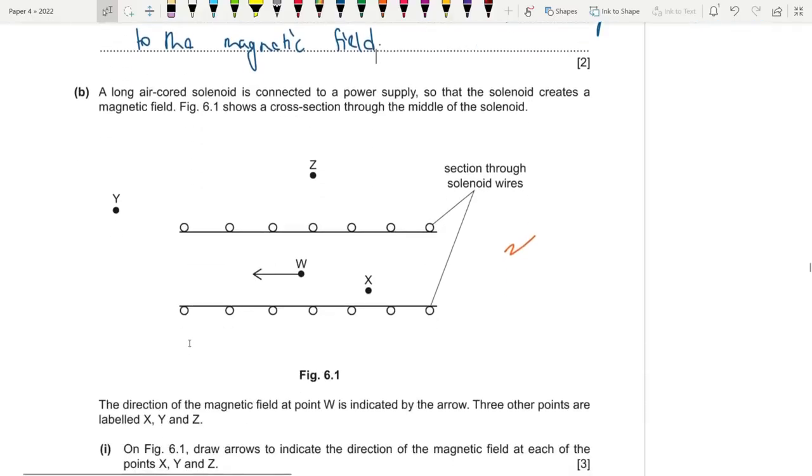Okay, so a long air core solenoid, so it's hollow, is connected to a power supply. So the solenoid creates a magnetic field. Figure 6.1 shows a cross section through the middle of the solenoid. All right. So for example, if this is your solenoid, and suppose the wires are like this.